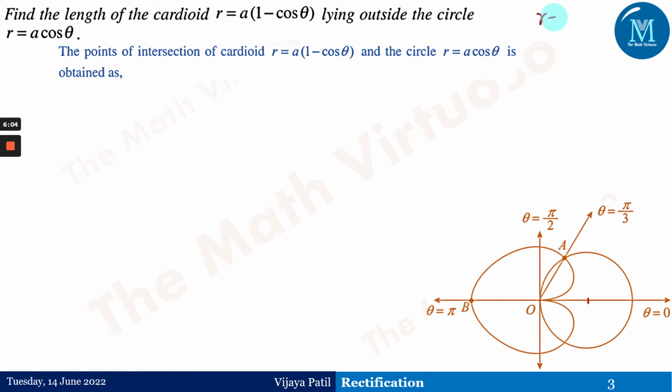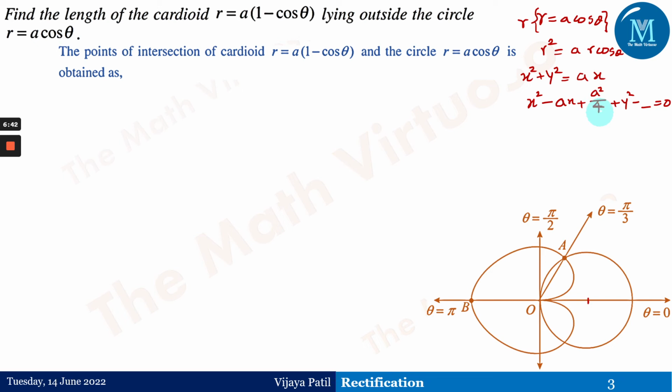Check this out here. So r equals a times cos theta, multiplying this entire equation by r, we get r square equals a r cos theta. That means r square is x square plus y square, which equals a into r cos theta, which is x. So x square minus ax plus something plus y square equals, or otherwise plus something minus something equals 0. That means we need to complete the square over here. After finding the third term, what would be the third term? a square by 4 would be the third term.